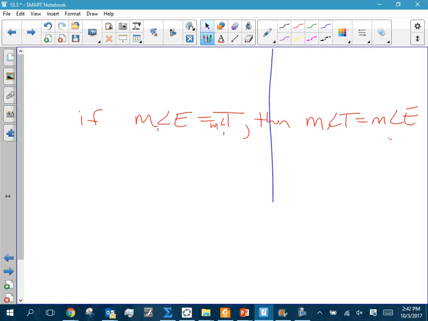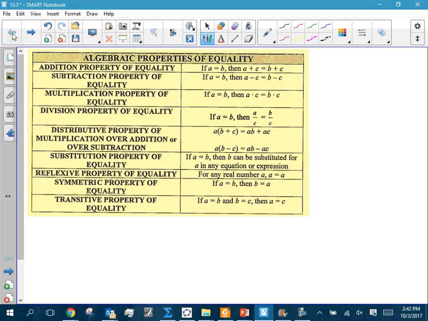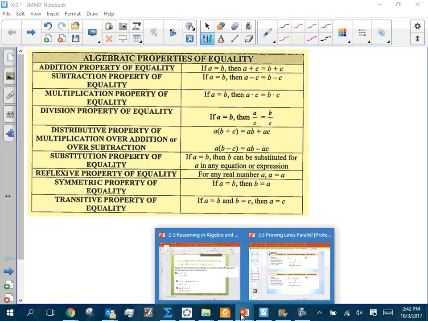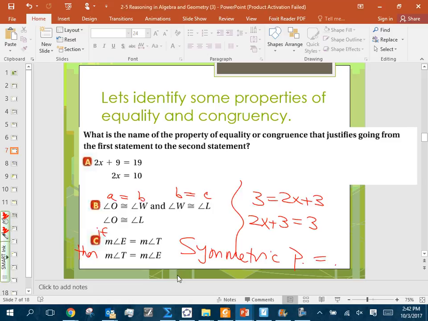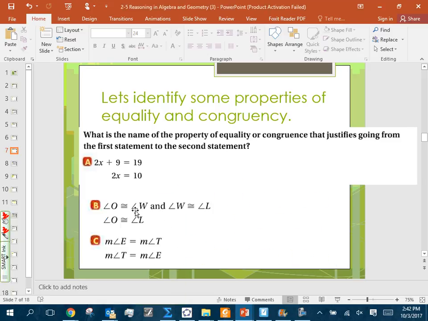So that idea of just flipping an equation around is the symmetric property. We don't use that a whole lot in this course. Maybe throughout the year, maybe 5 or 6 times. We see it once today, but it's not a huge property that we use in this course. You use it a lot in Algebra 2 and in pre-calculus, but not so much in this course.